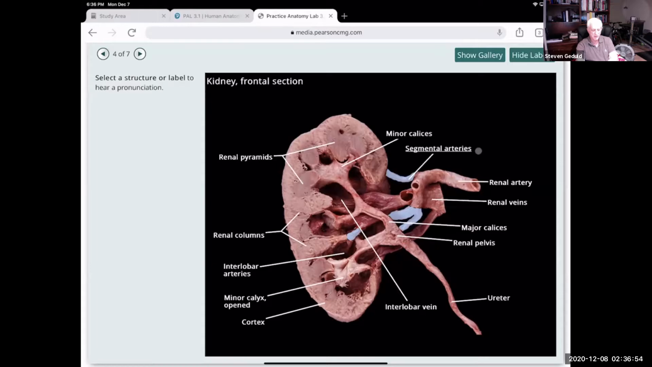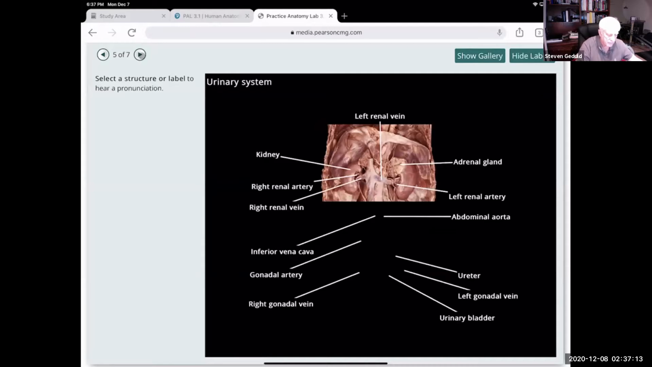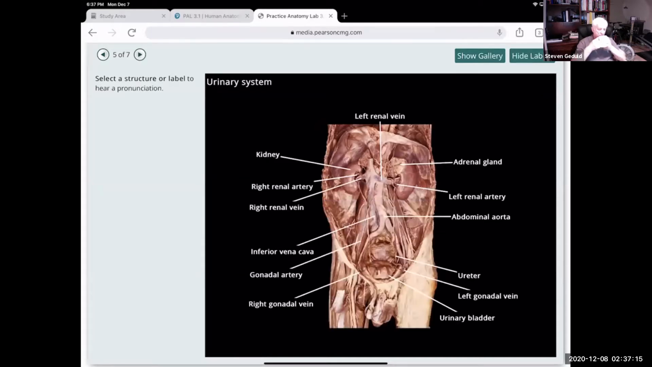Okay, then you got segmental arteries. Run through each section of the kidney as it goes around. Branches off the renal artery. And then your minor calyces, which drain into your major calyces. Okay.